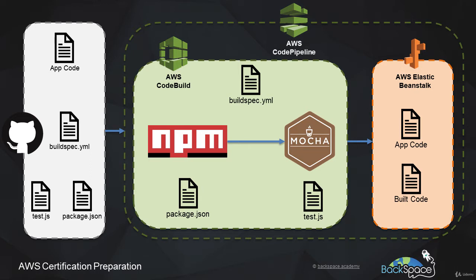So that'll be passed over to Code Pipeline, and Code Pipeline will then pass it over to CodeBuild, which will then run NPM, which will install all of the packages that are defined in that package.json file. And then once that has been built, it will pass it over and run Mocha, and Mocha will run that test.js. If that is successful, then AWS Code Pipeline will pass it over to AWS Elastic Beanstalk, and that will deploy it to that Elastic Beanstalk environment.